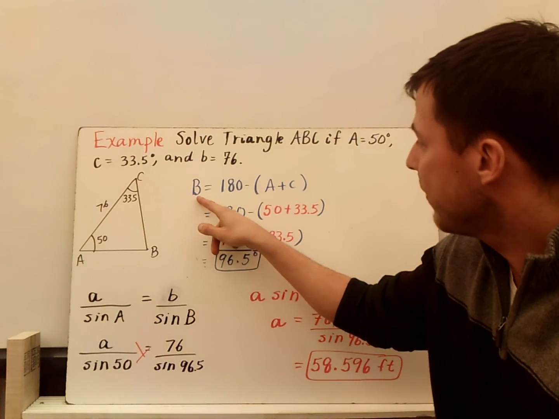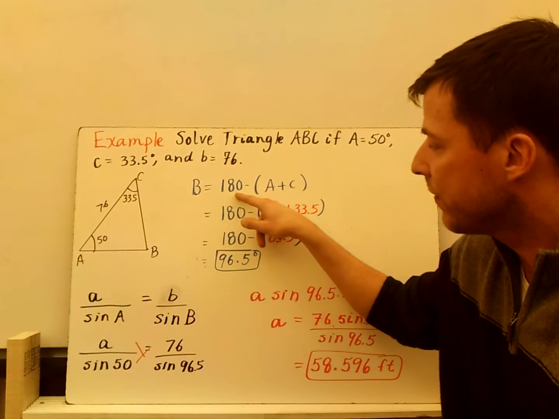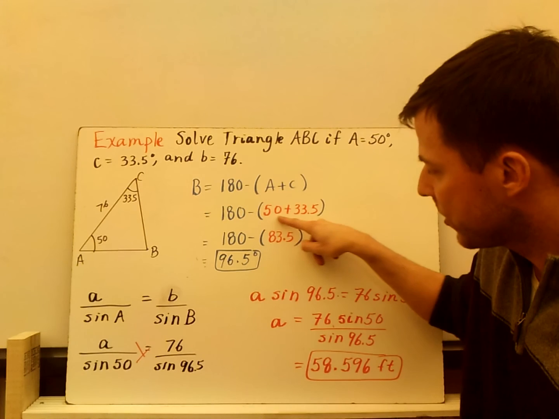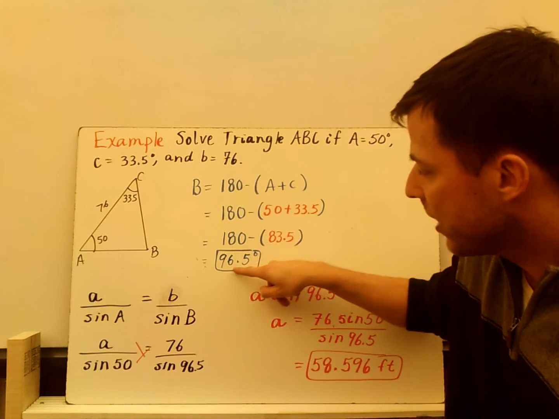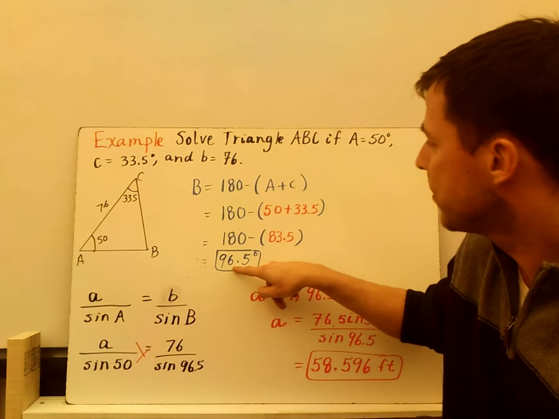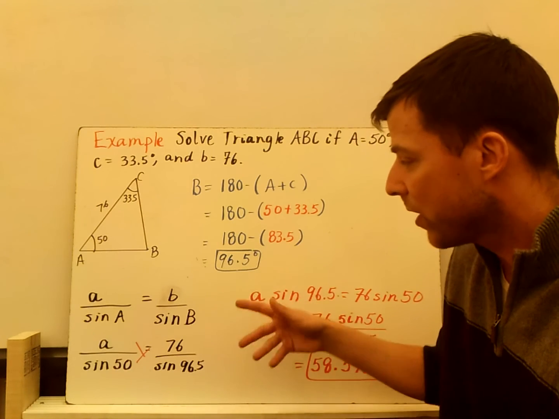Now, I have two angles, so let's find the missing angle first. B. So I have A and C angles, so I know that B is equal to 180 minus A plus C. There's the substitution of my two angles. I subtract that from 180, so I get my B angle to be 96.5 degrees.